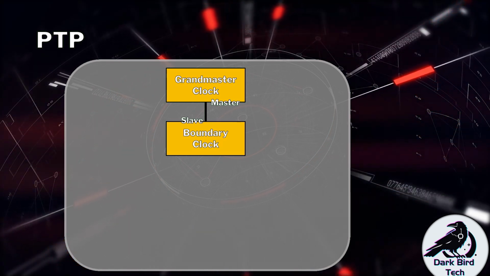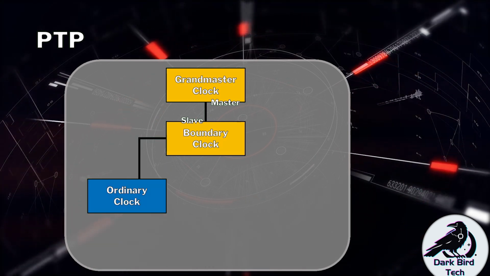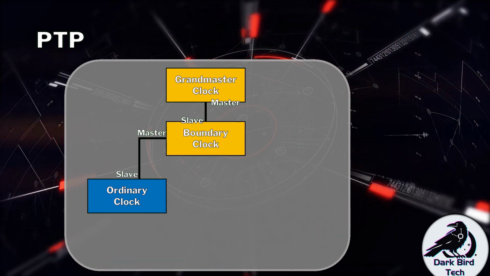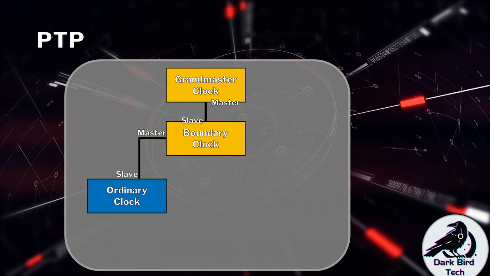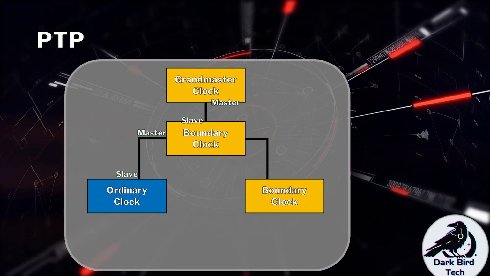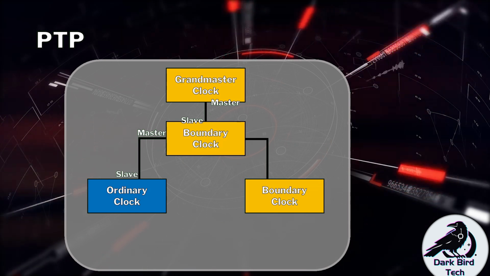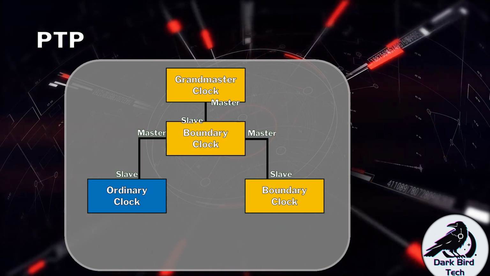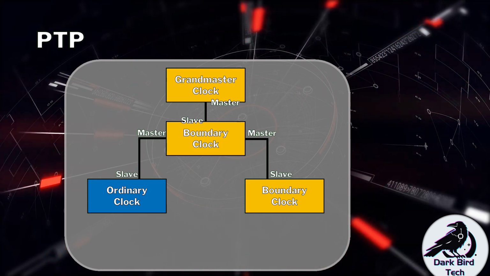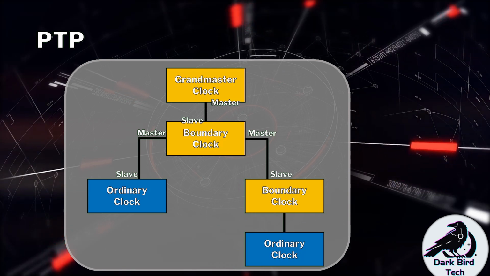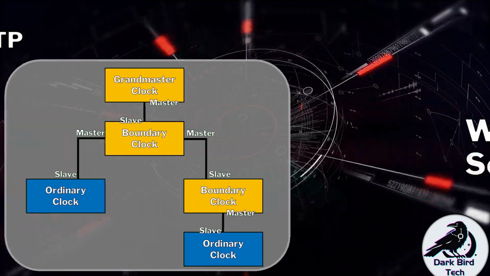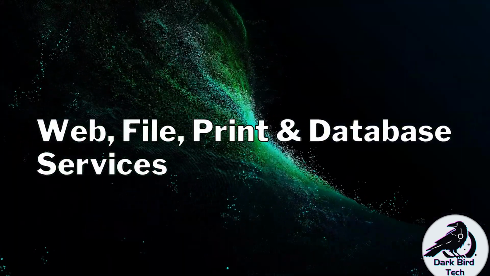Anyway, now an ordinary clock device can connect to a boundary clock and receive the time from it. The ordinary clock treats the boundary clock as the master and it is the slave in that relationship. Or you could have a boundary clock feeding time to another boundary clock. Again, higher up the hierarchy you are, more likely you're going to be the master for that relationship and the slave if you're further down. And then you can have your ordinary clock down here, master slave again. Fantastic. Now let's look at web, file, print, and database services.